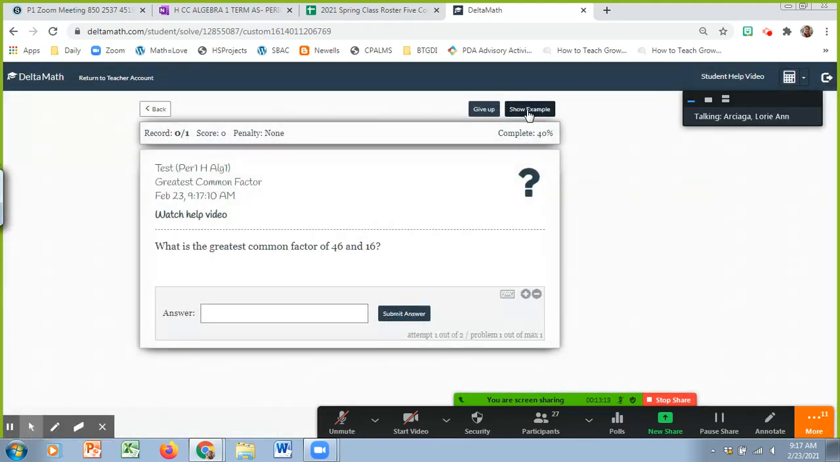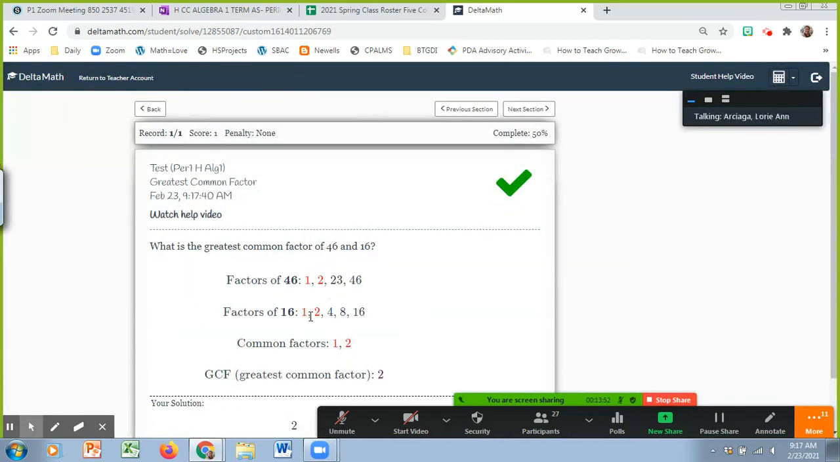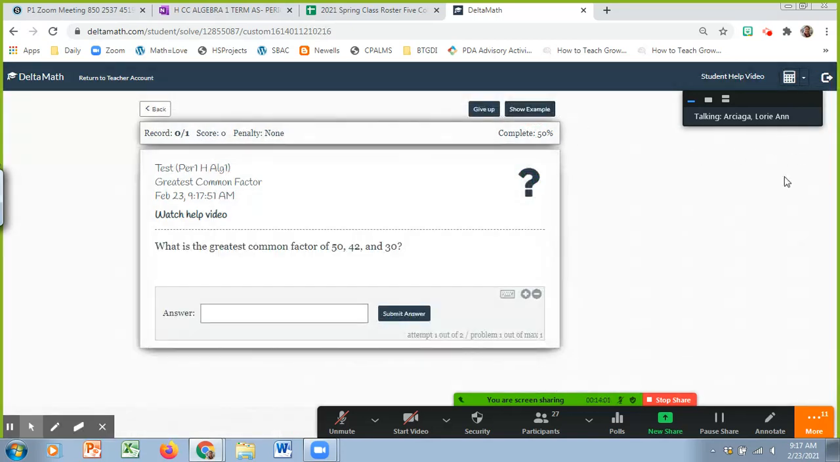Next numbers, 46 and 16. So start with the smaller number, 16. It doesn't go into 46, so count backwards. 15, 14, 13, 12, 11, 10, 9, 8, 7, nope, 6, 5, 4, 3. We got no choice. Both are even, so 2, right? Okay, so these are the possible factors right there, and 2 is the highest possible common factor. All right, let's do it again.